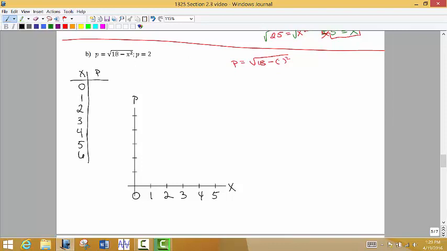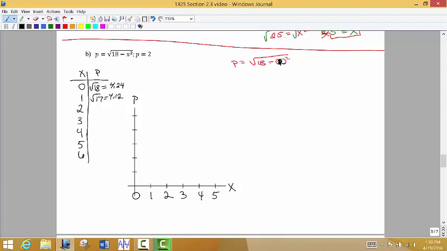So if we plug in a 0 in place of X, we end up getting the square root of 18. And let's put that into our calculators to find an approximation. I get approximately $4.24 as my unit price. Alright, if we put in a 1, we get 18 minus 1, so that's the square root of 17, which gives us an approximate value of a little bit more than 4, so 4.12, so $4.12.